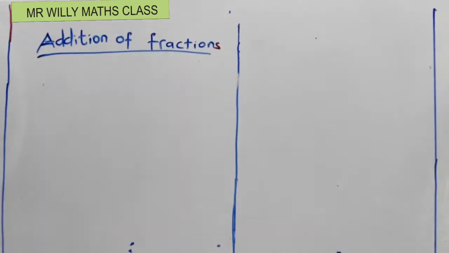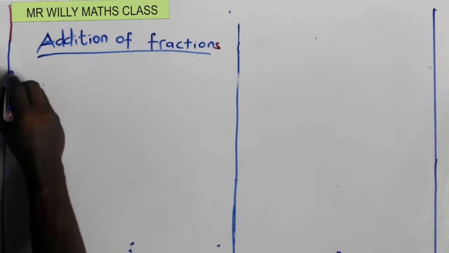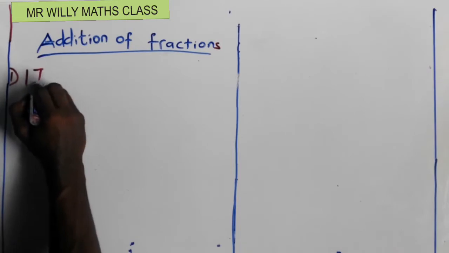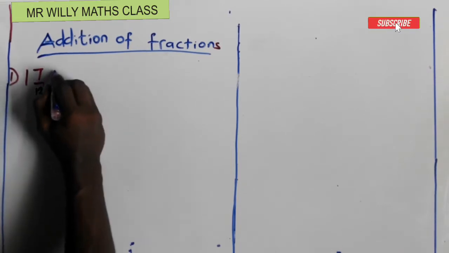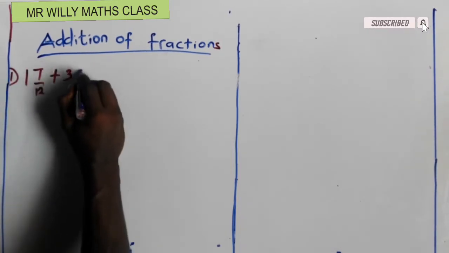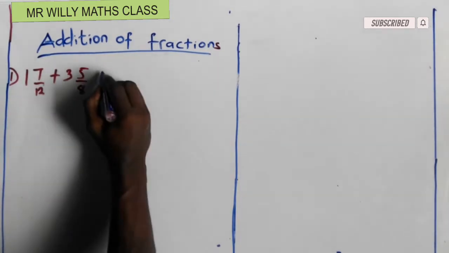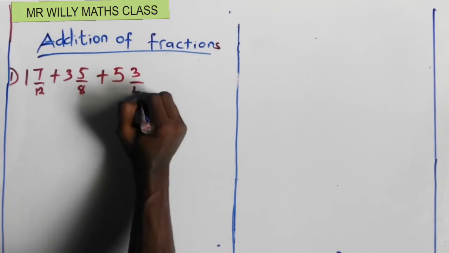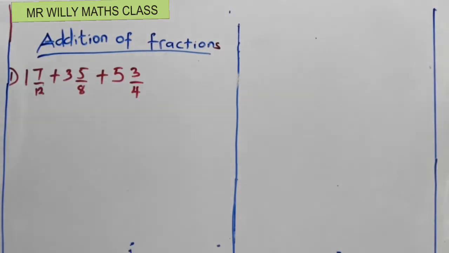Now, let's assume that you are given this question: 1 whole number 7/12 plus 3 whole number 5/8 plus 5 whole number 3/4. You are asked to add this set of fractions together.